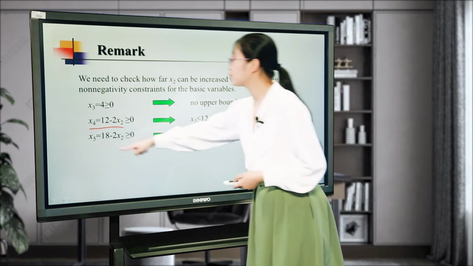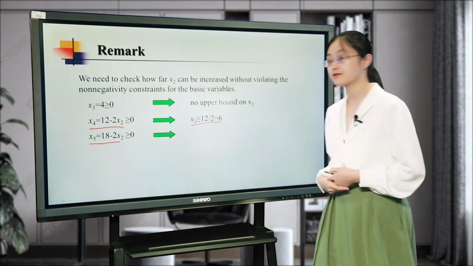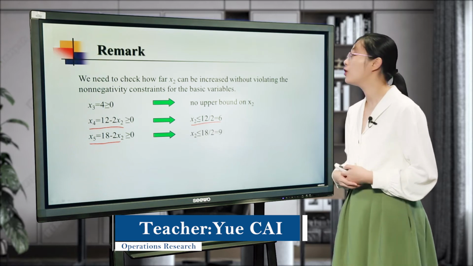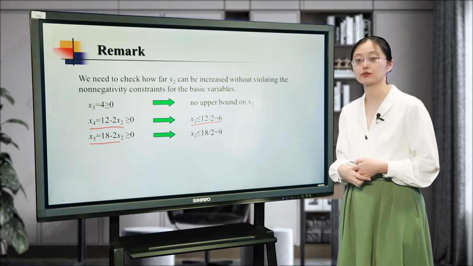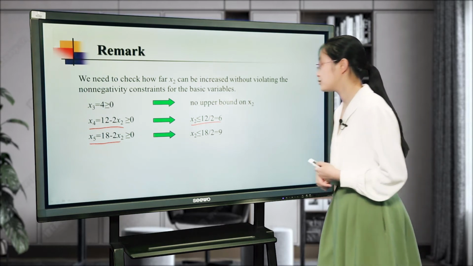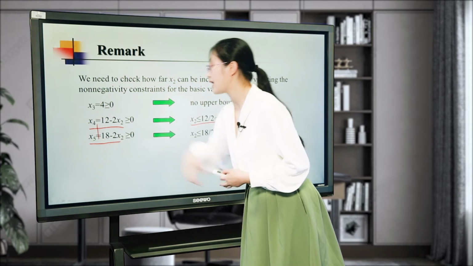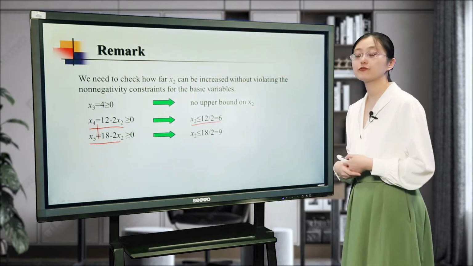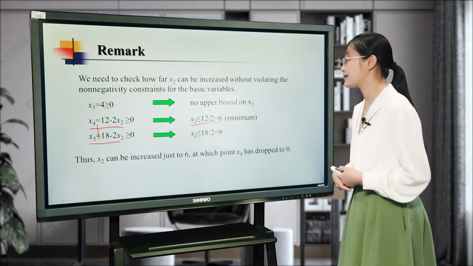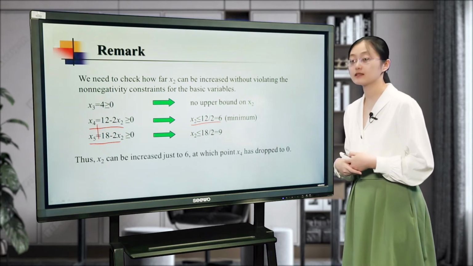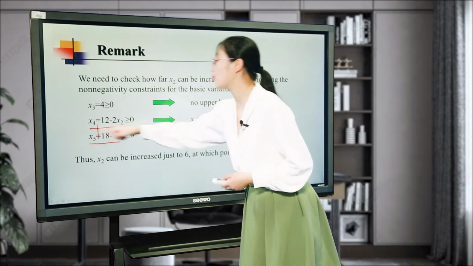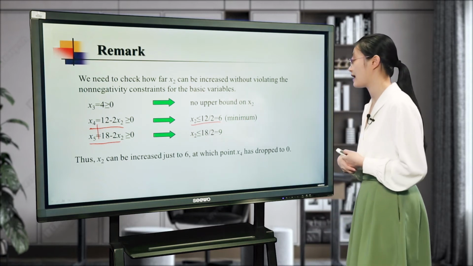Also, for x5, we play the same game. We say x5 is also non-negative. By expressing it in terms of x2, we have x2 is less than or equal to 9. So this says that increasing the value of x2 will decrease the values of x4 and x5, but they have to be non-negative. So x2 can be increased as far as 6. At this point, when x2 reaches 6, x4 will be 0, and it can't be decreased anymore.